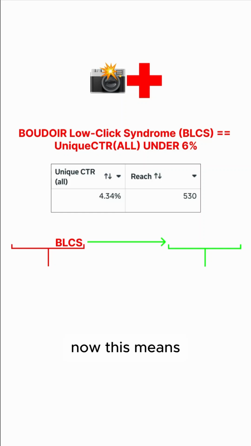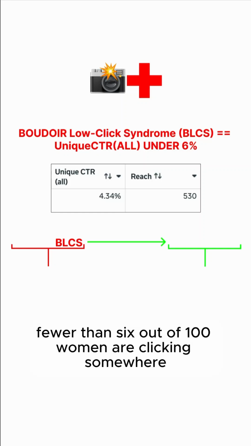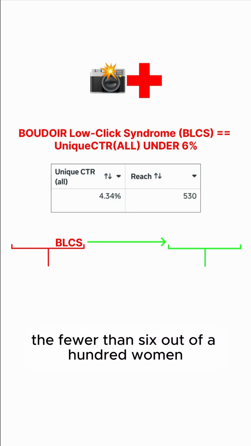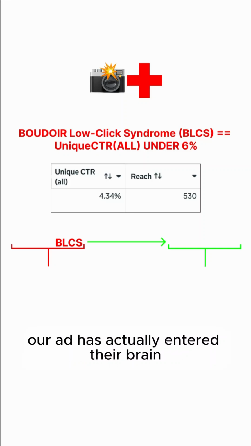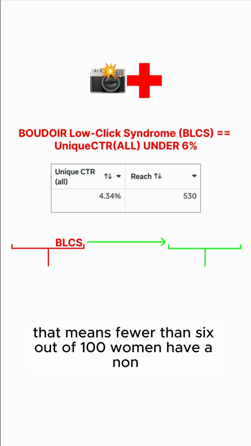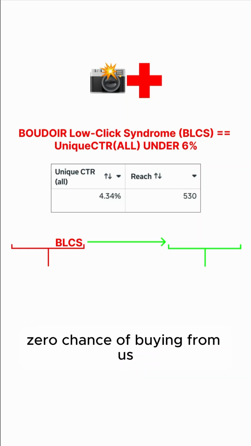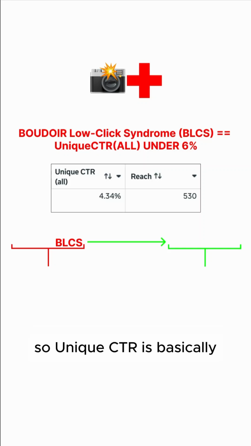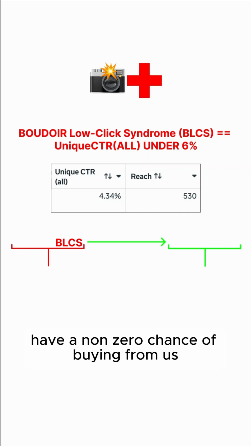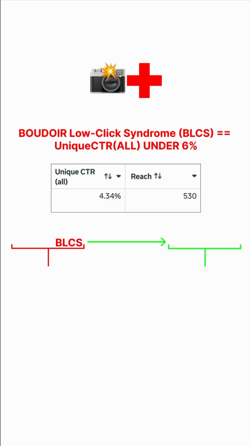Now, this means fewer than 6 out of 100 women are clicking somewhere on our Boudoir Facebook ad, which means when they do that, our ad has actually entered their brain. And the final thing we're actually looking for is that fewer than 6 out of 100 women have a non-zero chance of buying from us. So unique CTR all is basically how many women out of 100 did we get to have a non-zero chance of buying from us. That's literally what it is.